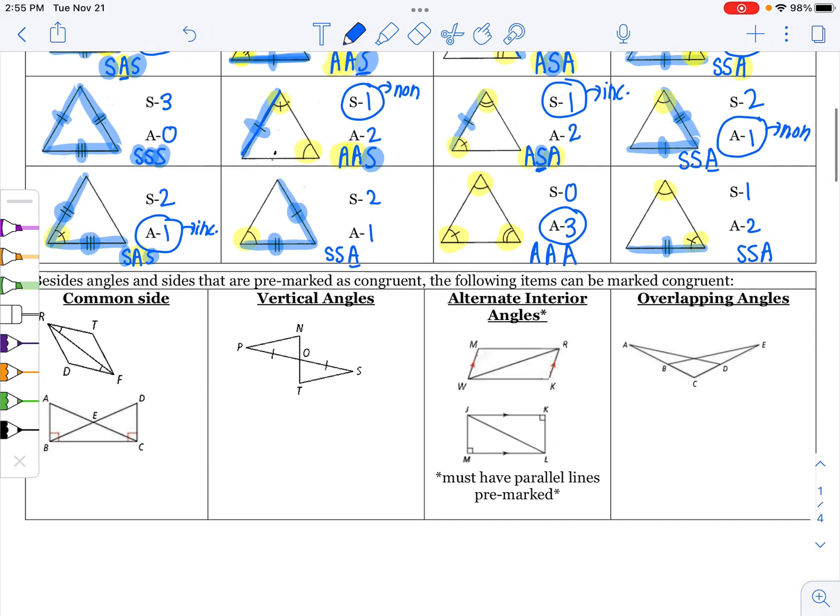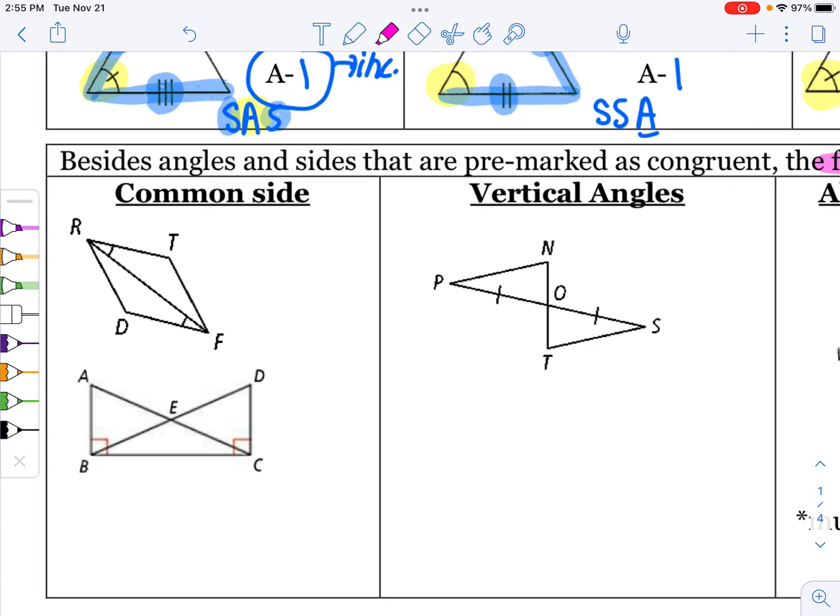The other thing I wanted to talk about in this video is besides angles and sides that are already pre-marked or already tattooed onto the triangle, there are going to be situations where you might be able to add stuff depending on if the triangles are touching or if you're given more information. So these following items are what you should pay attention to that can be marked or added or tattooed to the triangles when they are overlapping.